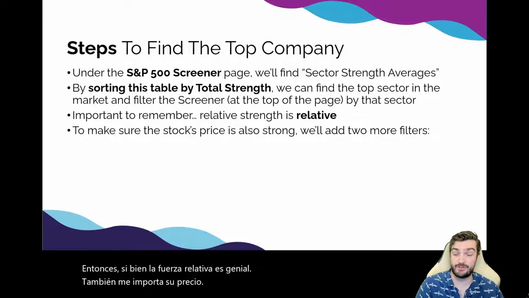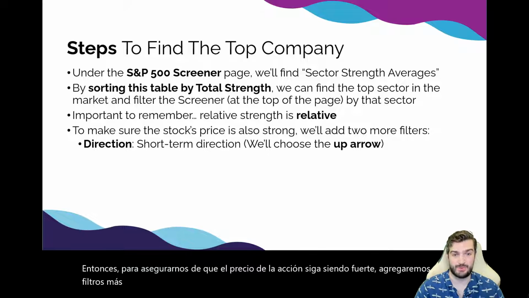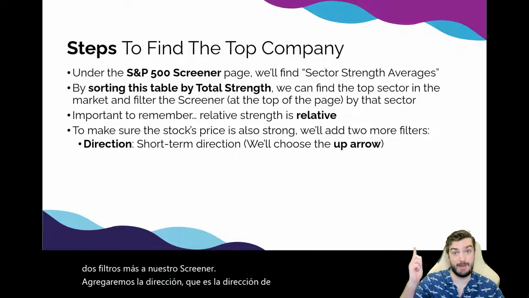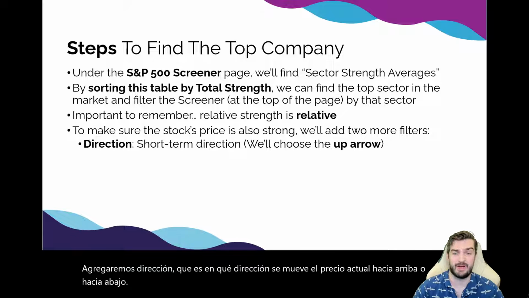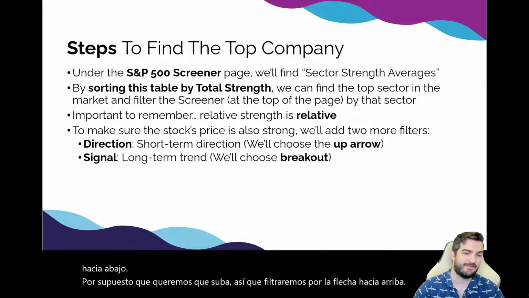So to make sure the stock's price is still strong, we'll add 2 more filters to our screener. We'll add direction, which is what direction the current price is moving, up or down. Of course, we want it to be going up, so we'll filter by the up arrow. And the second is signal.